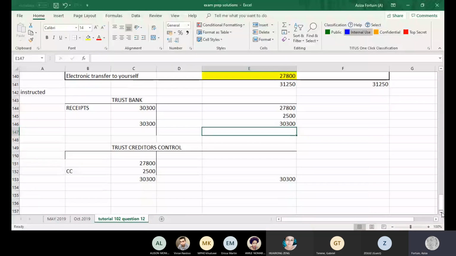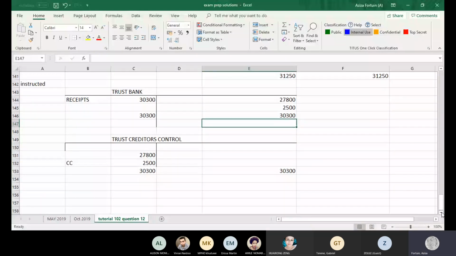Okay, so now let's do the client control account. I'll give you 2 minutes, 3 minutes, then you do the client control account.